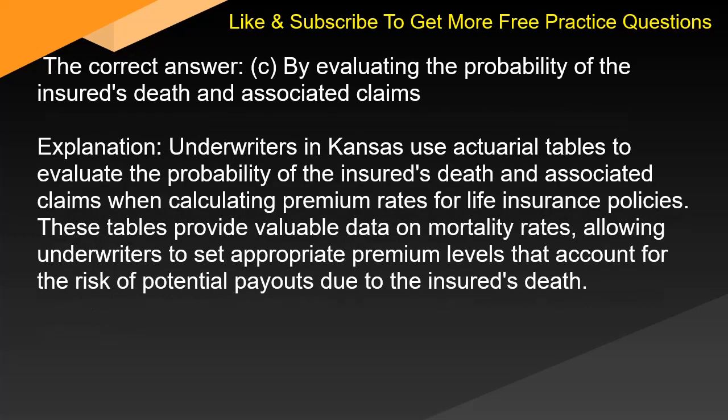The correct answer, C. By evaluating the probability of the insured's death and associated claims. Explanation. Underwriters in Kansas use actuarial tables to evaluate the probability of the insured's death and associated claims when calculating premium rates for life insurance policies. These tables provide valuable data on mortality rates, allowing underwriters to set appropriate premium levels that account for the risk of potential payouts due to the insured's death.